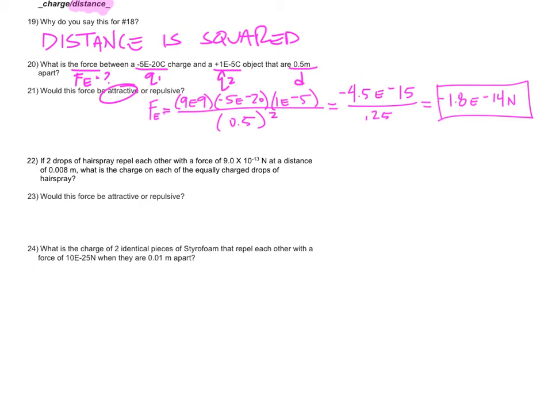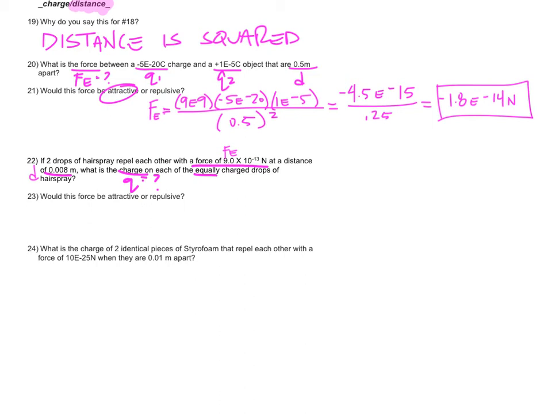Okay, number 22, if two drops of hairspray repel each other with a force of 9 times 10 to the negative 13 at a distance of 0.008 meters, what is the charge on each of the equally charged drops of hairspray? Okay, so it's telling you that our force is 9 times 10 to the negative 13. They're a distance of 0.008 meters away, and they are equally charged. We want to figure out what that charge is. So Q is unknown. This is Fe. Q is what we're solving for. Here's D. Okay, so let's start to write it out.